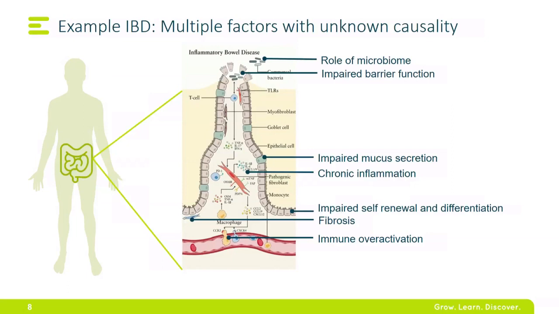But if you look at inflammatory bowel disease, there's a lot of hypotheses out there, a lot of potential mechanisms to target with your therapeutic compound. So where to start, right? So there's just a few examples here, right?